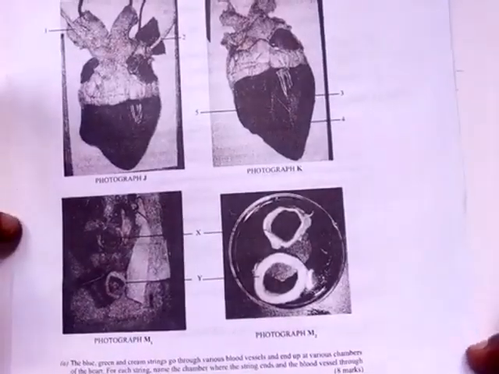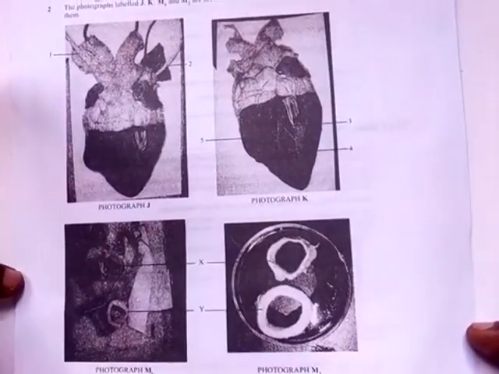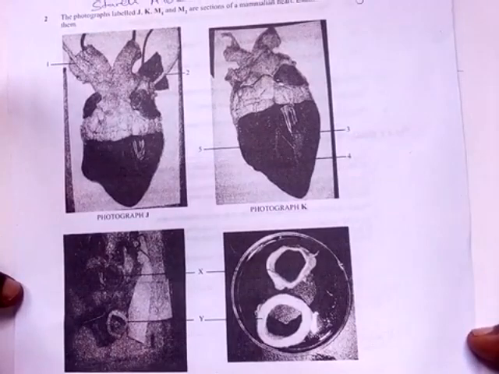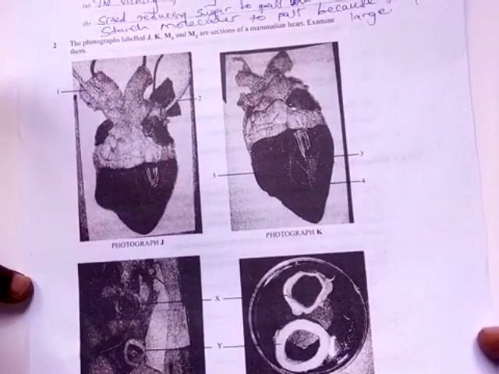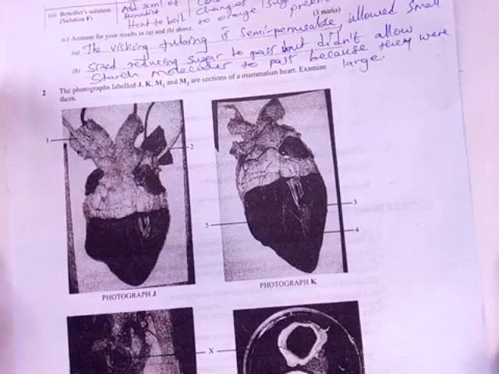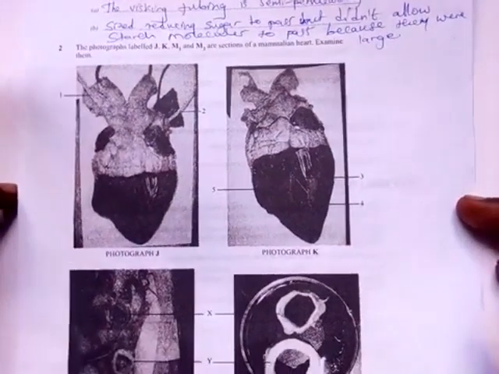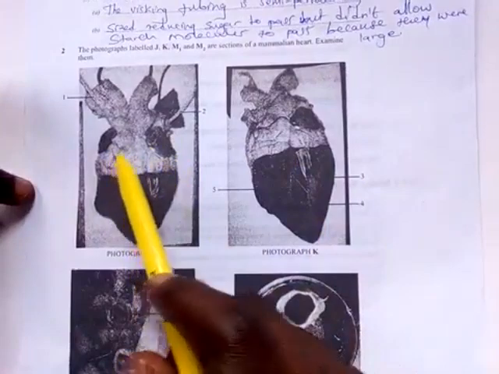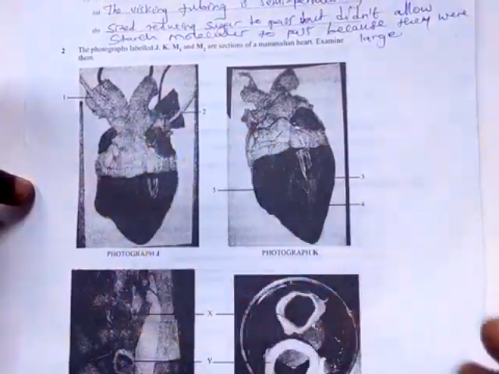Now for our photograph, they are not very well visible, but the blue one was from the right ventricle, while the green one was the left ventricle, and then the cream 1 was the right auricle and cream 2 the left auricle. Now in the heart you should be able to know which is the right, which is the left, which is the ventricle, which is the auricle, like that.